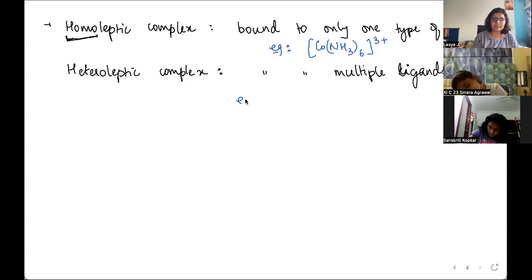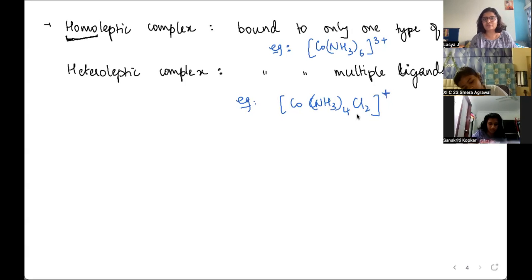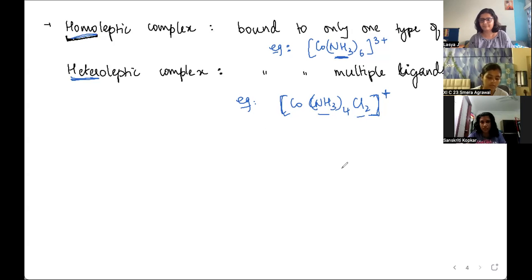Hetero का अभी तक हमने examples नहीं देखा. So CO, NH3 taken 4 times Cl2 plus. Like in this case, you have two different ligands. You have ammonia also, you have chloro also. So because there's two different ligands within the same coordination complex, comes under heteroleptic. When you have only one ligand bonded to the central, this thing comes under homoleptic. It's just different types.